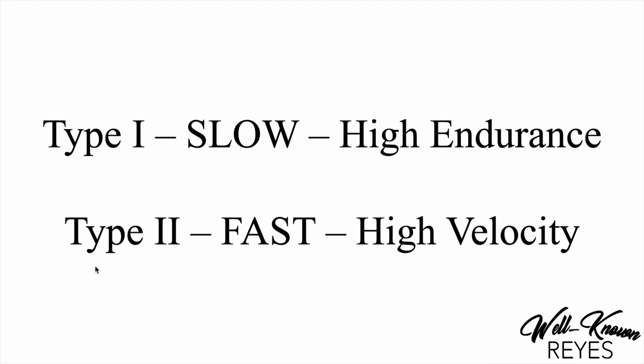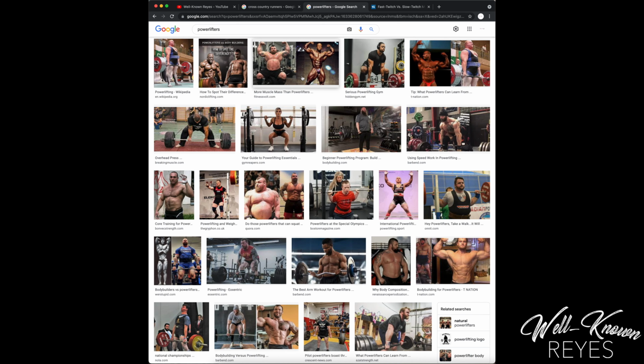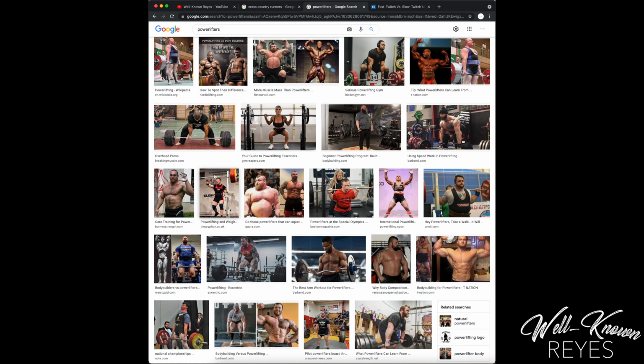Now on the other hand, we have type 2 muscle fibers, which are our fast twitch fibers. These are our high velocity muscle fibers. That means that they are going to provide much bigger movements with high velocity. So our powerlifters, sprinters, anybody that's going to use high velocity, bigger and more powerful forces for shorter durations. Now let's take a look at powerlifters. If you'll notice, it's much bigger. They have a higher proportion of type 2 fibers.